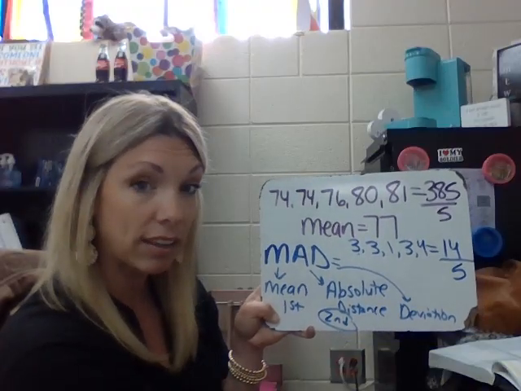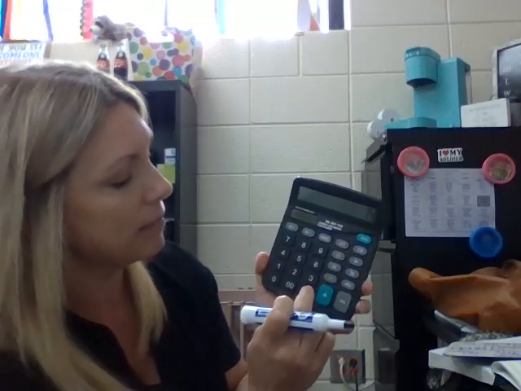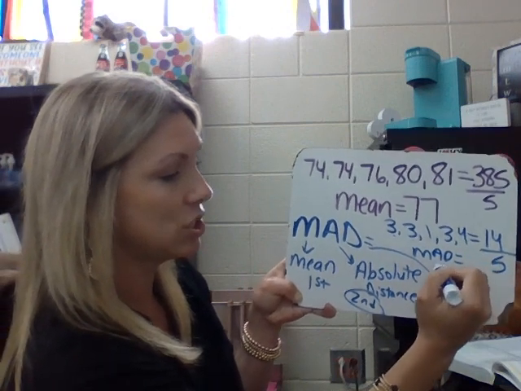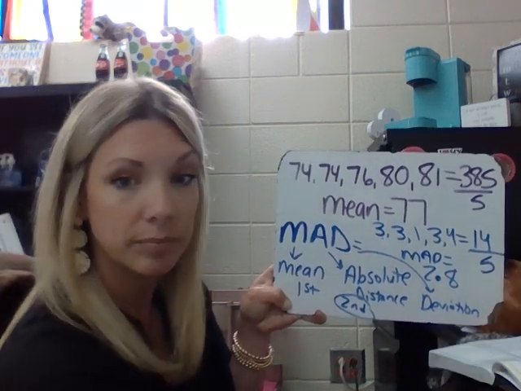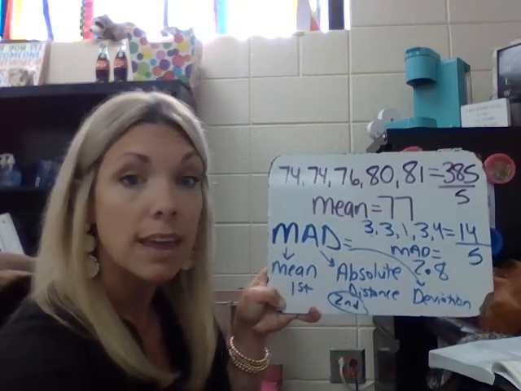If you type it in a calculator, 14 first. See if I can do a calculator. Look at this old fat one. 14, can you see it? Probably not. Divided by 5 should have given you 2.8. And that is your MAD. 14 divided by 5, the MAD is 2.8. And that's easy peasy. That's how you find your MAD. So, mean and MAD. Know it for next week.